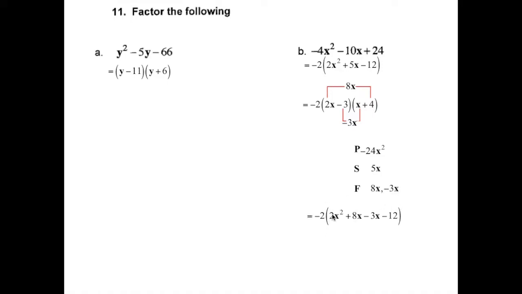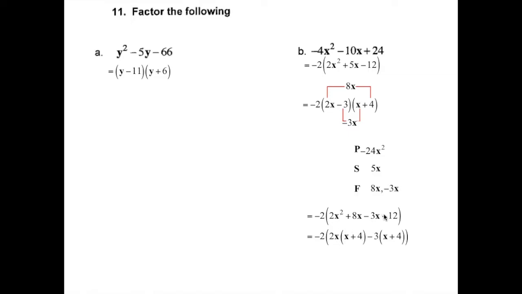So we end up with negative 2 times open bracket 2x squared plus 8x minus 3x minus 12, and I'm going to group to factor. So I'm looking for the common factor for the first two terms, which is going to be 2x. So I'm going to factor out, so this is my bracket here. So here, out of these things, I'm factoring out a 2x. So 2x times x is 2x squared. 2x times 4 is 8x.